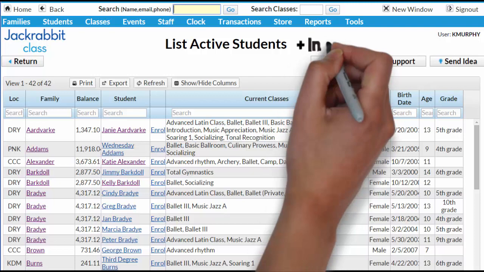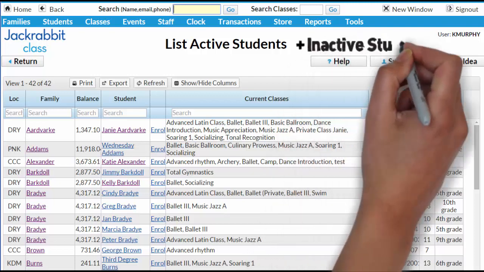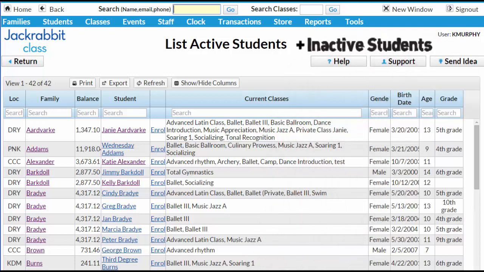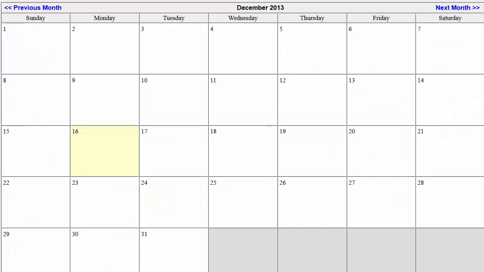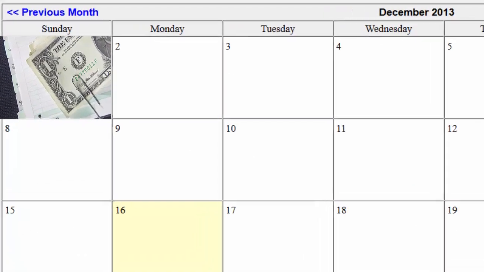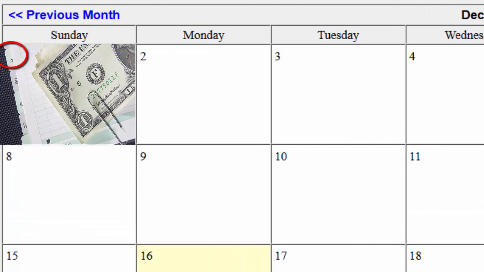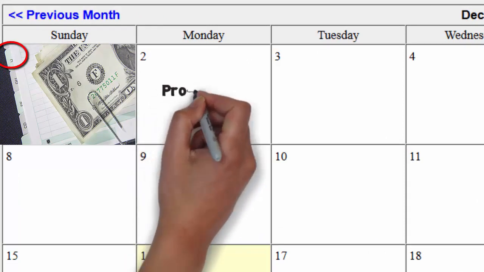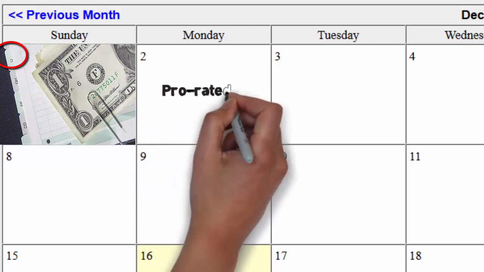The amount of your monthly Jackrabbit subscription is determined by the total number of active and inactive students in your database. The student count is taken on a random day of the month to determine your billing rate for the following month. Your credit card or bank account will be charged on the first business day of each month. For your first month's fee, you may see a prorated amount based on your sign-up date.